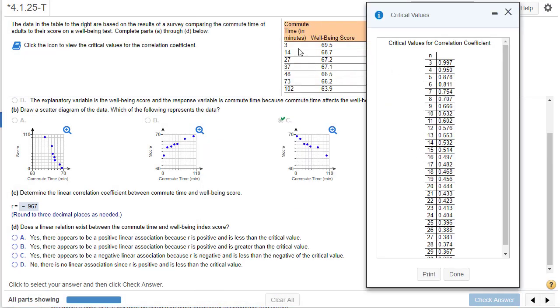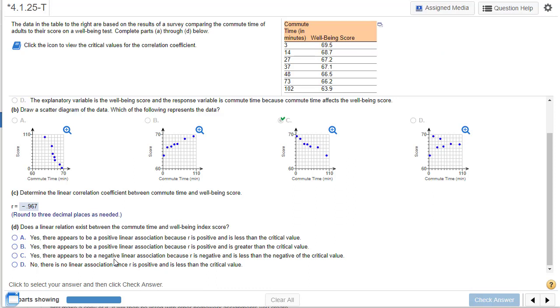Okay, so we have 1, 2, 3, 4, 5, 6, 7 values. So look over here at 7, and there is my critical value at 0.754. So I look at my correlation coefficient, negative 0.967, and just sort of make it positive, and notice that it is bigger than the 0.754. So yes, there is.